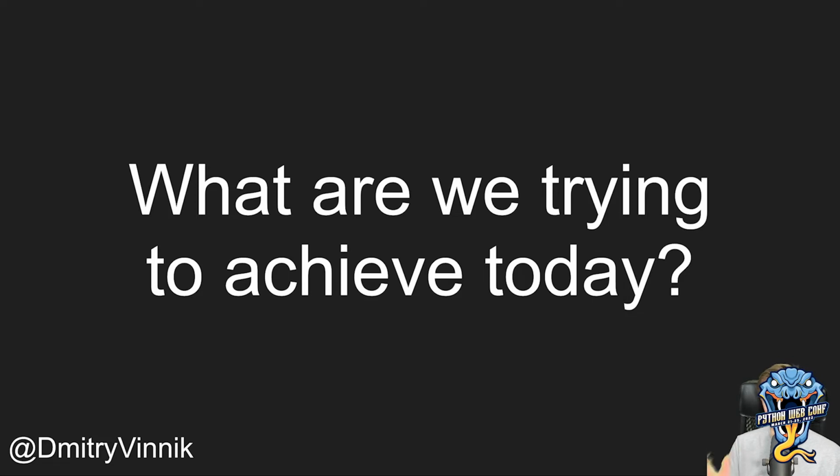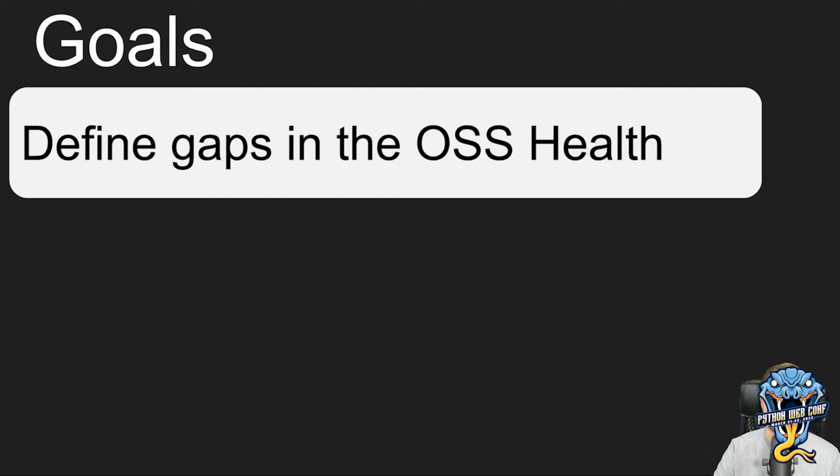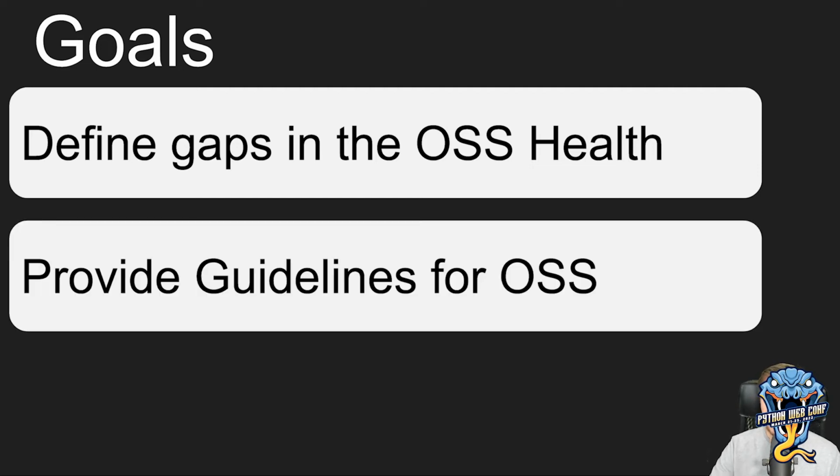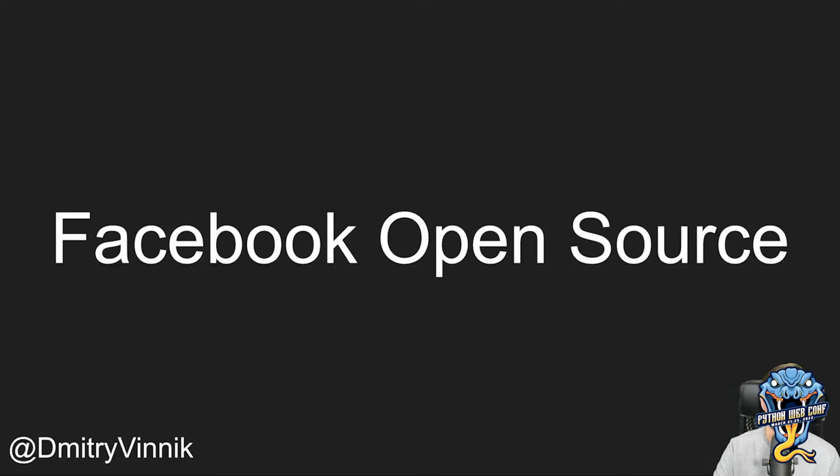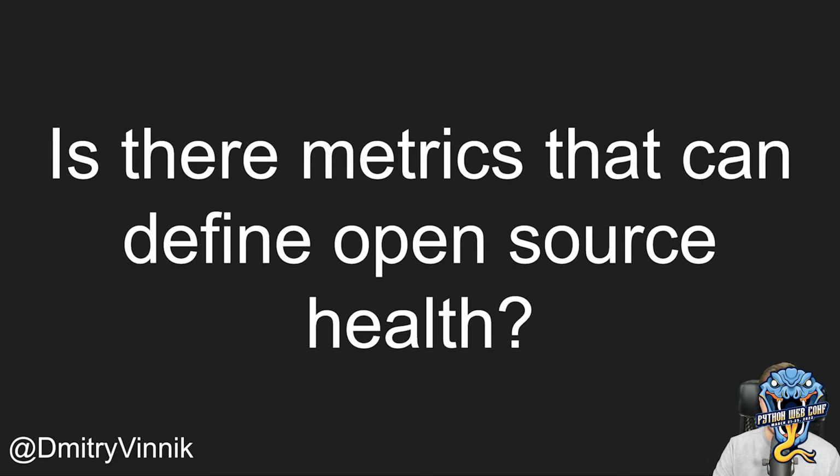But in particular for this presentation, what are we trying to achieve? What is our goal? So our goal is defining gaps in open source project health, providing some guidelines. I don't believe in dogmatism. I don't believe in following just particular step-by-step instructions, especially for open source. Every project is different. So I'm only going to give you some guidelines that you can follow. And more importantly, throughout this whole presentation, the one thing that will be clear is that communication is the key on every step.